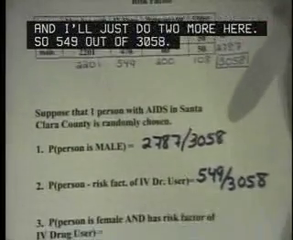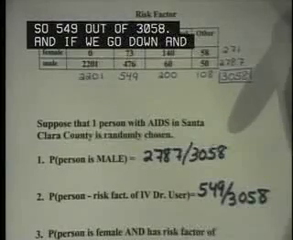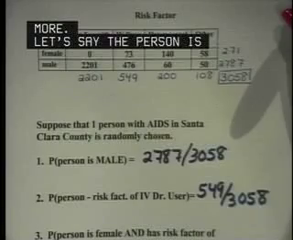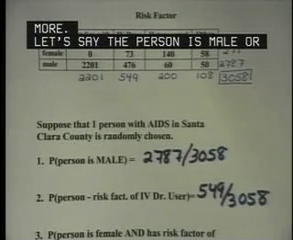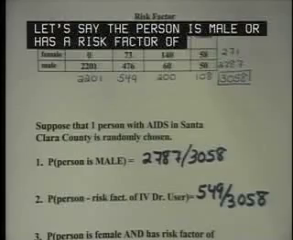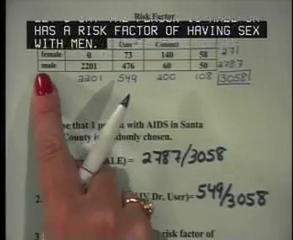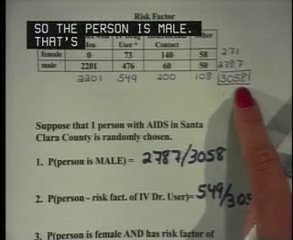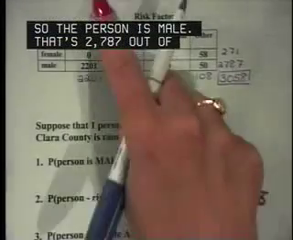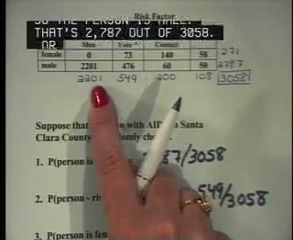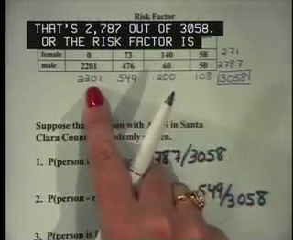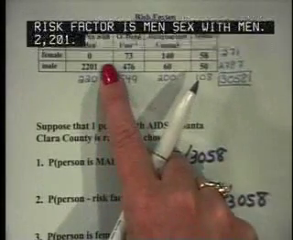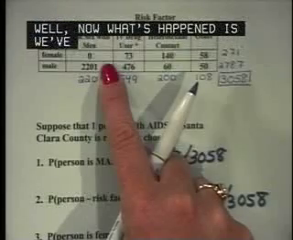I'll do two more here. Let's say the person is male or has a risk factor of having sex with men. The person is male, that's 2,787 out of 3,058. Or the risk factor is men having sex with men, 2,201. Well, now we've double counted, so we need to subtract out.